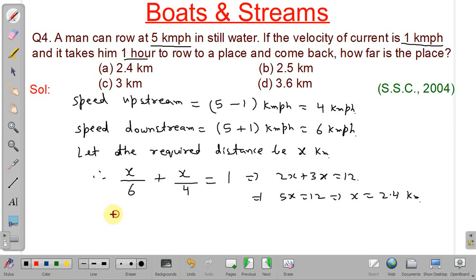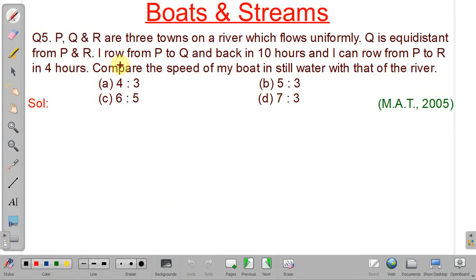Okay. So required distance is 2.4 kilometer. So our answer will be option number A. We will discuss the next problem.